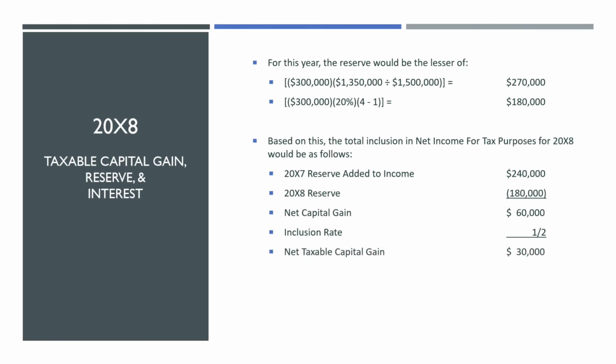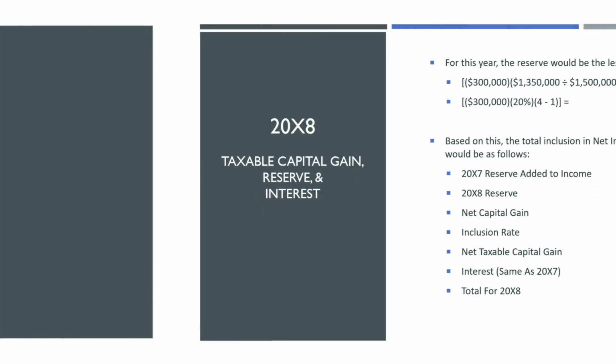We also still have $1,350,000 that hasn't been paid yet. At an annual rate of interest of 6%, that's going to be $81,000, or the same as last year. The total for 20x8 then is $111,000. Let's move on to 20x9. And in 20x9, we're going to have a taxable capital gain and a reserve. And for this year, the reserve would be the lesser of.